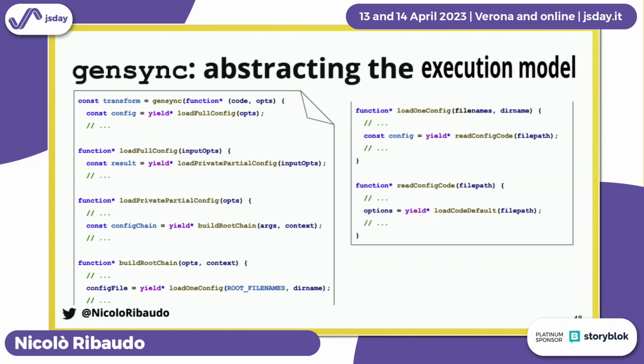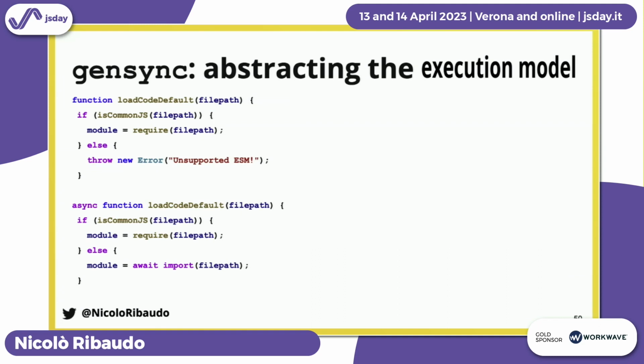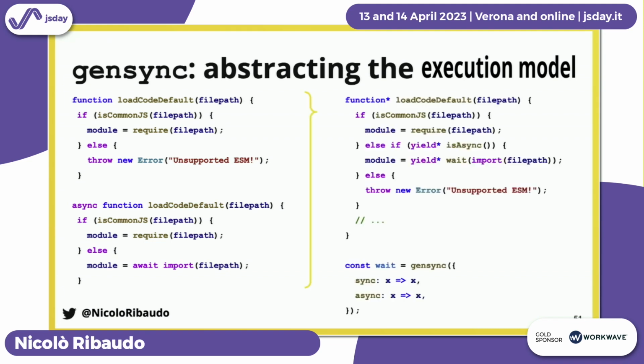We only need to wrap the entry point with gensync and then the exit point, as we saw, with gensync again. In this case, how was loadCodeDefault then implemented? Well, we can just export all the versions for our function. Instead of having the asynchronous version, where one supports only CommonJS and the other supports both, we could have our generator that loads the CommonJS file. Then if we're in a synchronous context, we can do something async, so we can use promises. Otherwise, it just throws an error that it's not supported because we're trying to load ESM synchronously.